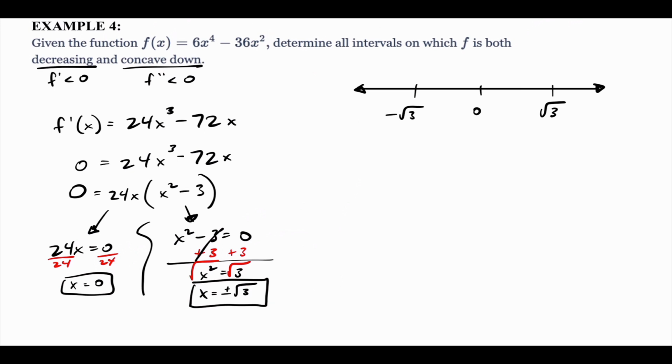This will tell me where it's increasing and decreasing. This is review. We've done this before. We've done the decreasing, increasing part last week. But I need to figure out where it's decreasing. So I need to pick a number less than the square root of 3. The square root of 3 is like 1.7 something. So this guy here is negative 1.7 something. This is positive 1.7 something.